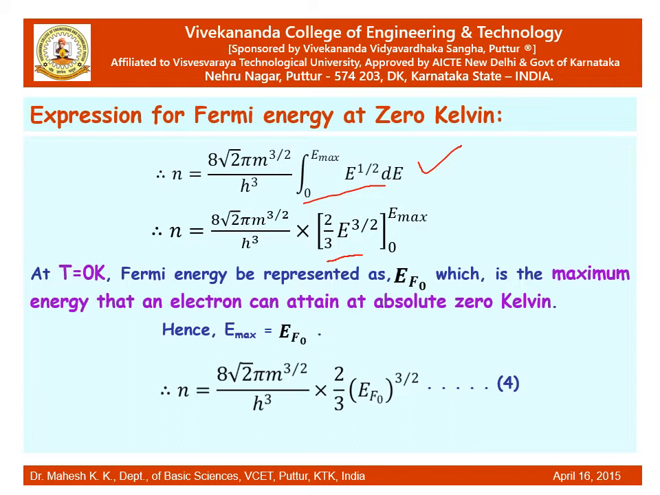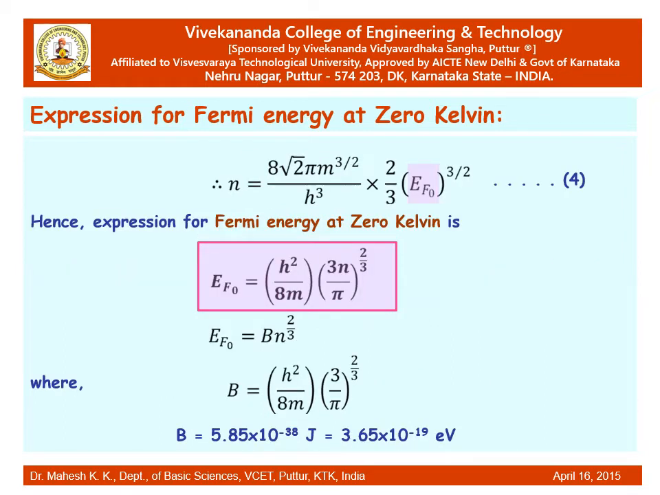And then at 0 Kelvin, Fermi energy can be represented as EF naught, which is nothing but the maximum energy that an electron can attain at absolute 0 Kelvin. Hence E max is nothing but EF naught. Then let us work out here. The first part is the same, that is n is equal to 8 root 2 pi m to the power 3 by 2 divided by h cube, and 2 by 3 that we have from above, and EF naught to the power 3 by 2.